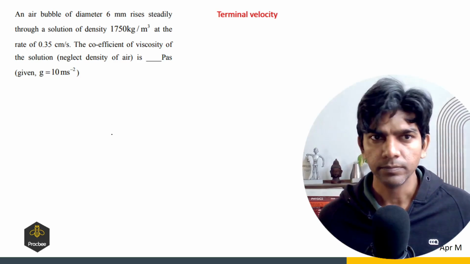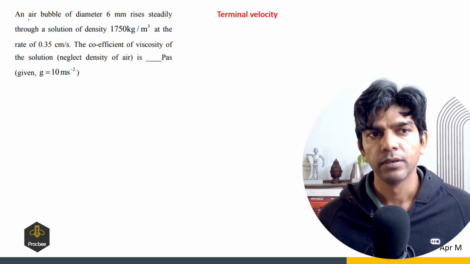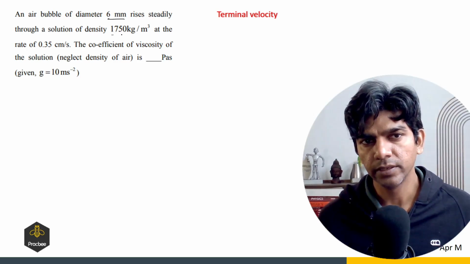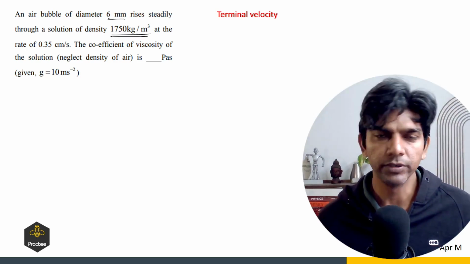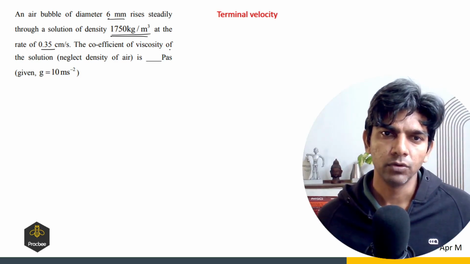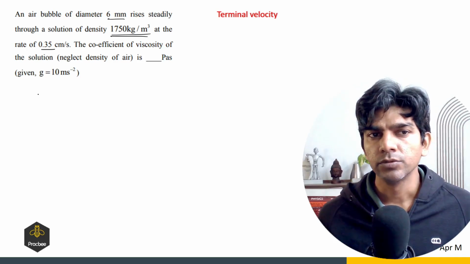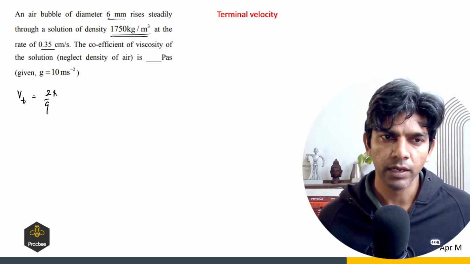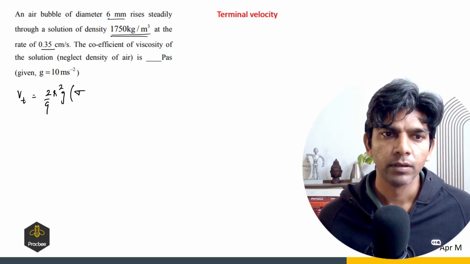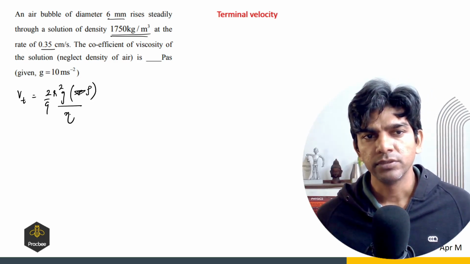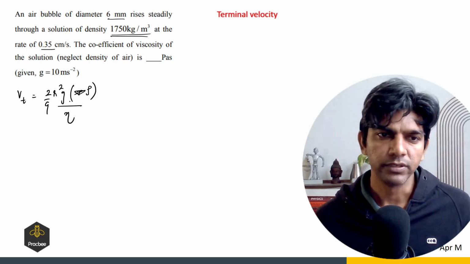Right, let us see the next question. Based on the terminal velocity, an air bubble of diameter 6 millimeter rises steadily through a solution of density 1750 kilograms per meter cube at a rate of 0.35 centimeters per second. The coefficient of viscosity of the solution is? So in case of an air bubble, terminal velocity is given as 2 by 9 r square g times the density of the solution divided by eta. Okay, so this is the terminal velocity and we have to find the coefficient of viscosity.